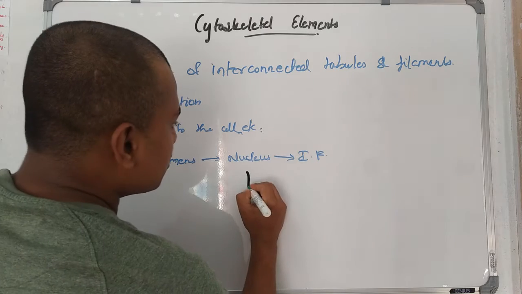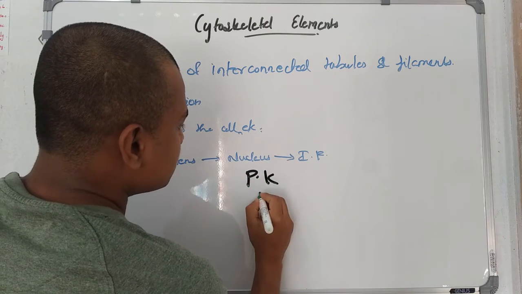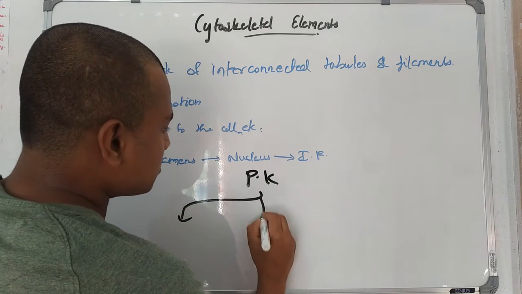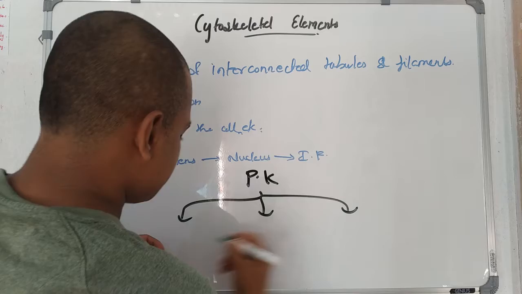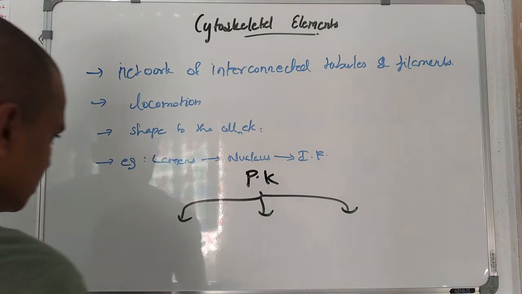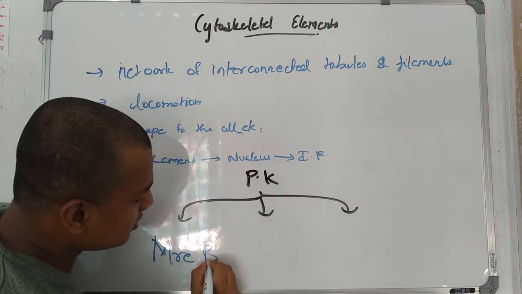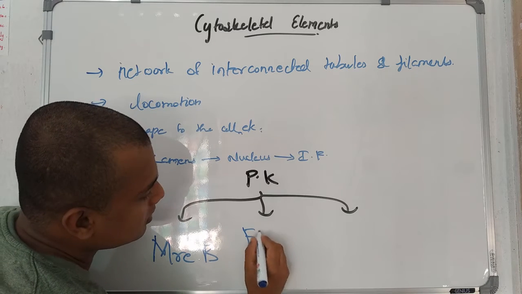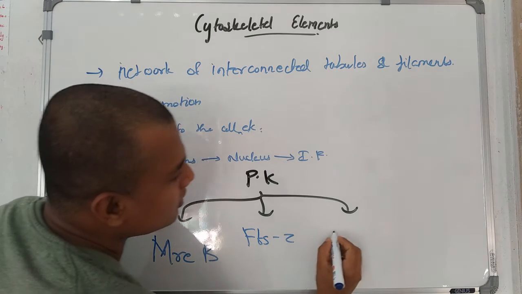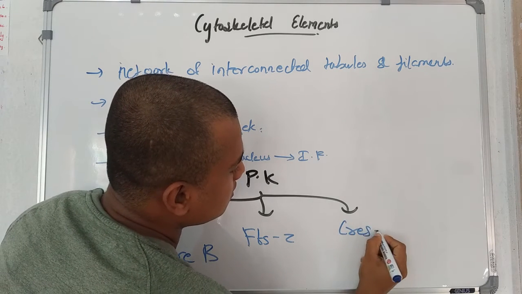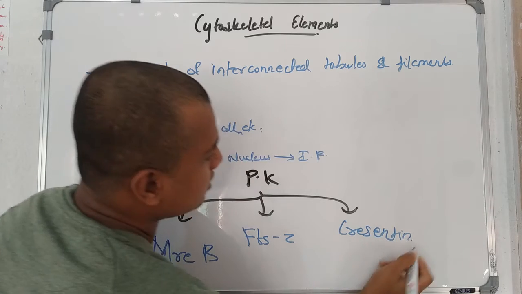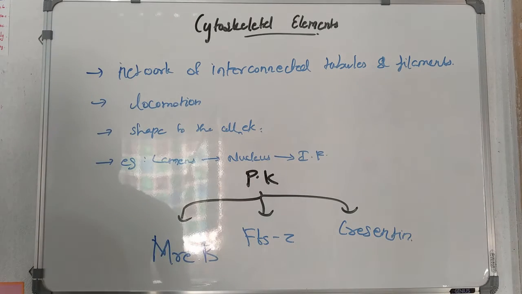In prokaryotes, the cytoskeletal elements are classified into three types. The first one is MreB, the second one is FtsZ, and the third one is crescentin. These are the cytoskeletal elements in prokaryotes.